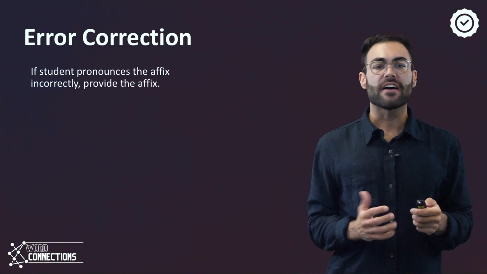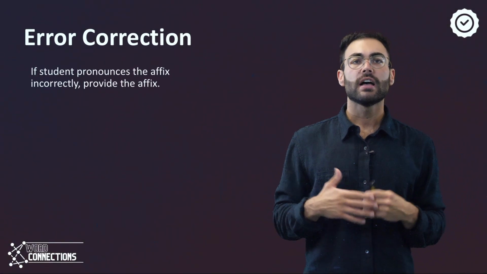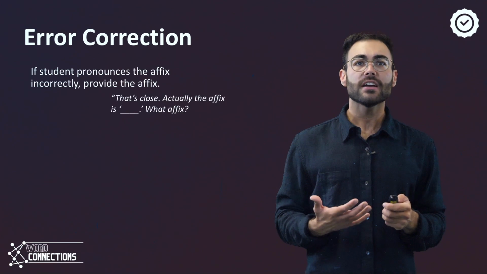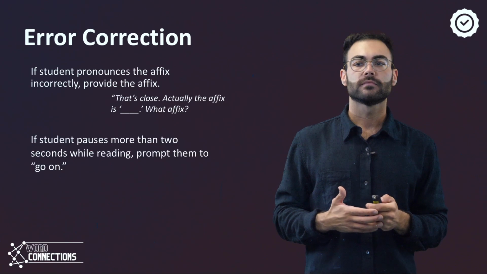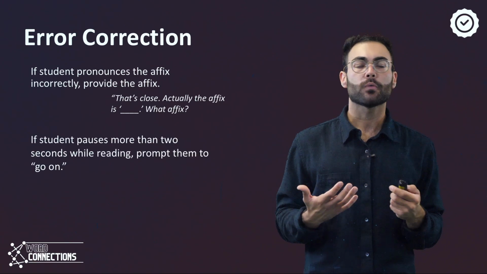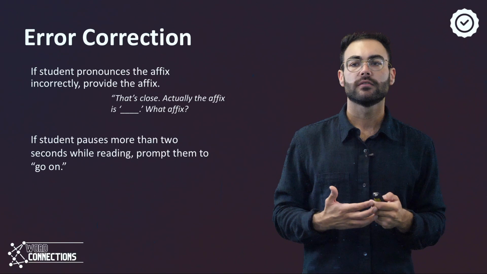Here is the error correction procedures for Beat the Clock. If the student pronounces the affix incorrectly, provide the affix. A teacher might say, "That's close. Actually, the affix is ed. Let's circle this on our worksheet." If a student pauses more than 2 seconds while reading, just prompt them to go on.